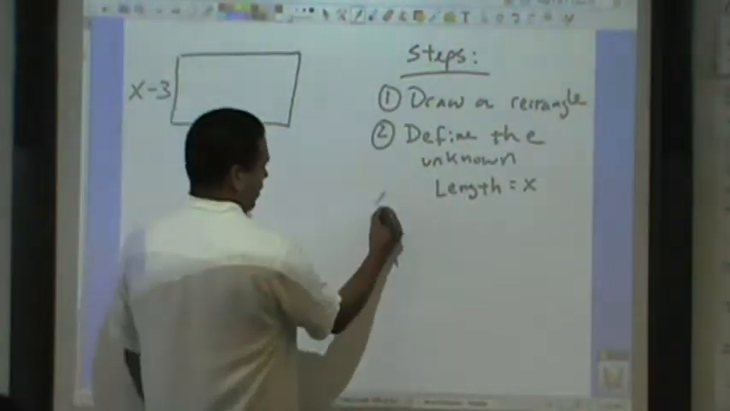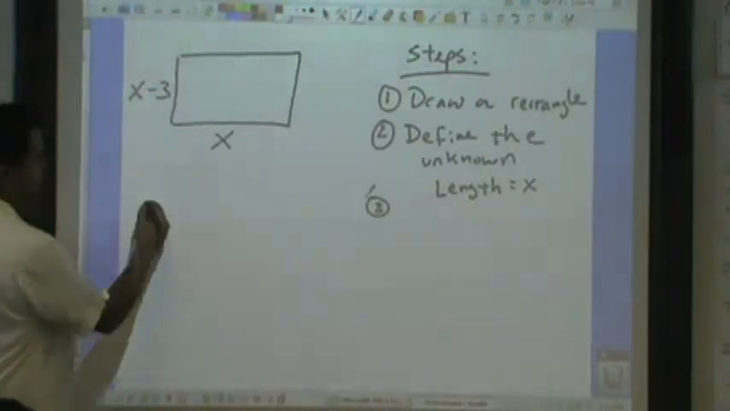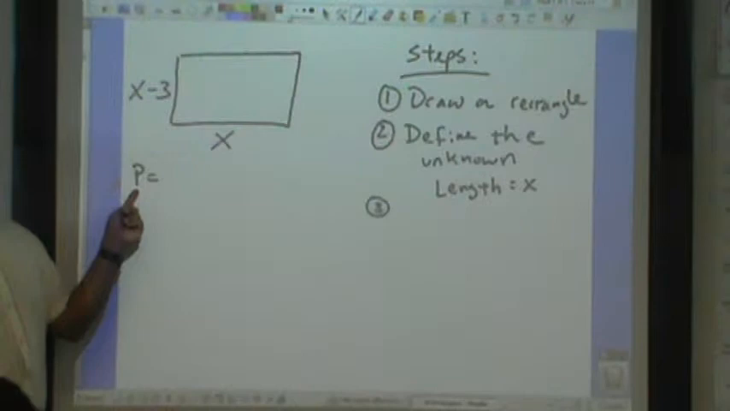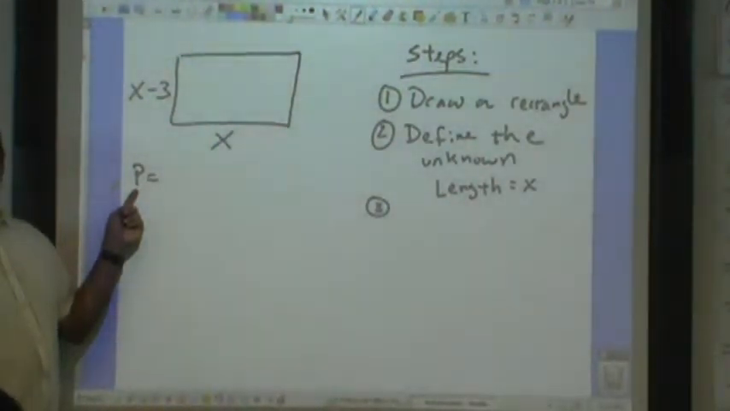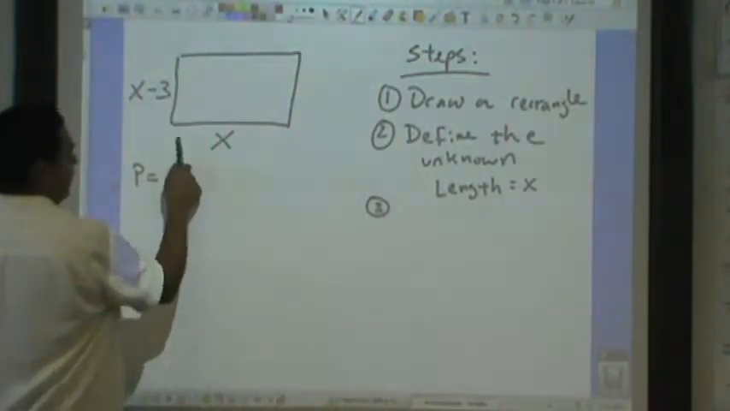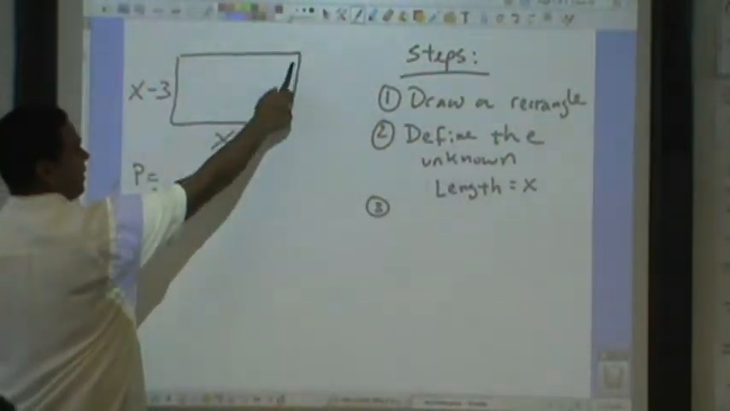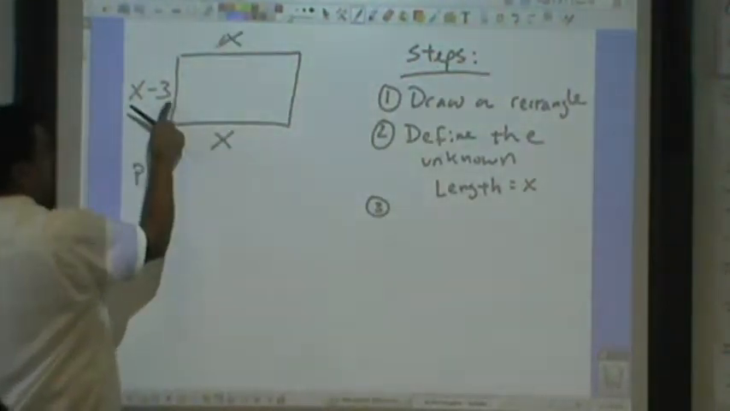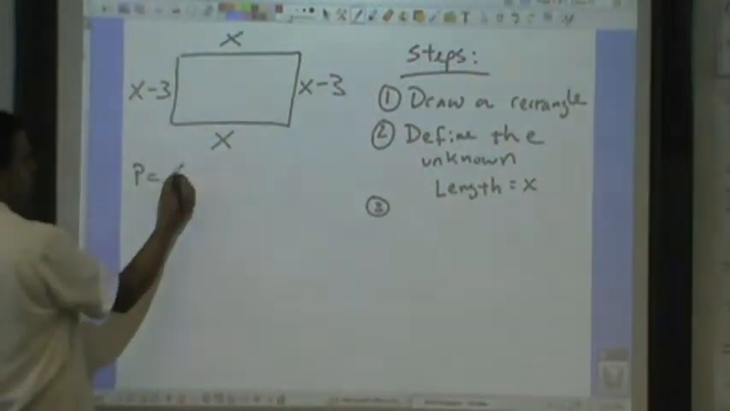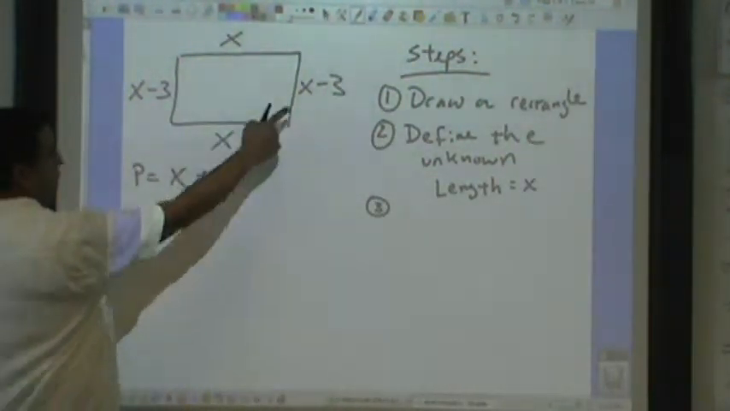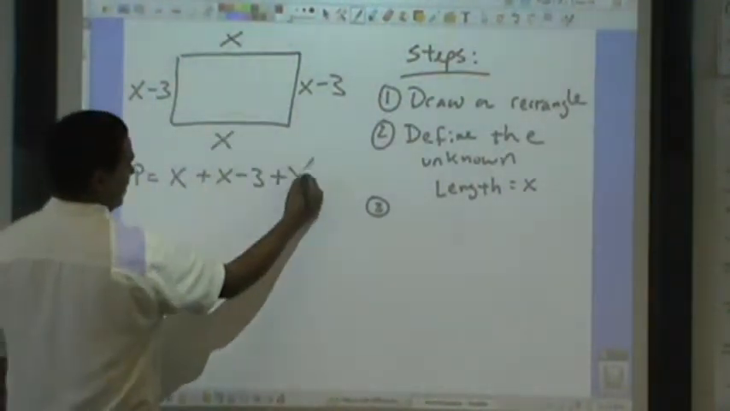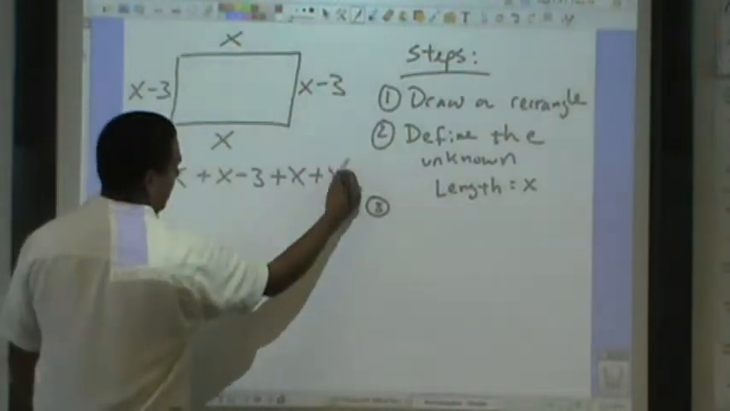So the next thing we do is find the perimeter. Who remembers the definition of perimeter? How do we find that? Add all the sides. So we add all these sides together. So if this side is x, what's this side? x. If this is x minus 3, this one's x minus 3. And then we just add those up. So x plus x minus 3 plus x plus x minus 3.